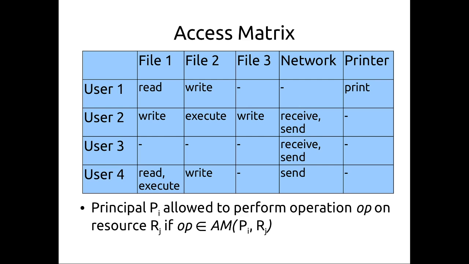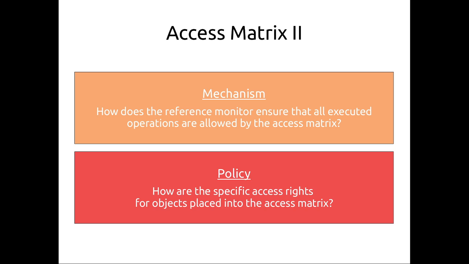So for instance, user 1 can write to file 2. However, wherever there's a dash within this access control matrix, that principal can perform 0 operations on that resource, right? So this is a pretty intuitive way to think. We could think about just having this access matrix, and then a reference monitor just needs to look up in the access matrix to see whether a principal can have access to some resource.